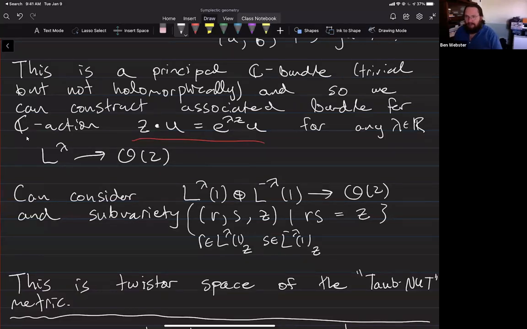All right, so yeah, I'm over 2:30, so I will stop for questions and we can talk about other interesting constructions of hyperkähler things on Monday.